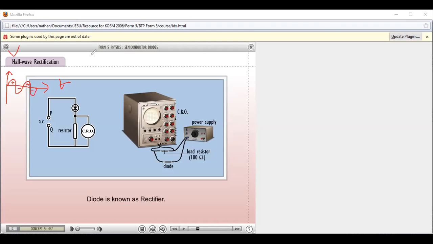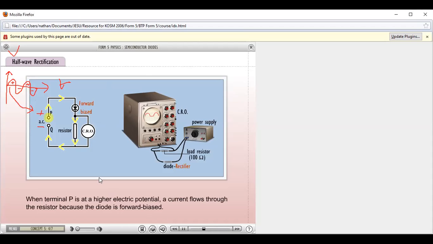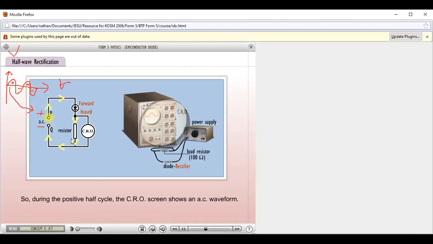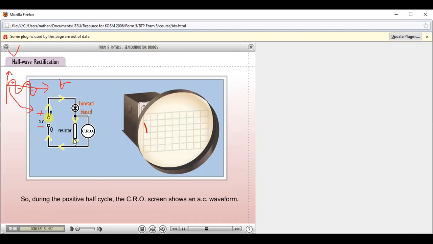During the positive cycle, that means when P is positive, Q is negative. The current can flow through the diode because it's forward bias. That means across the resistor there will be current and voltage, so you'll be able to see the output at the CRO.